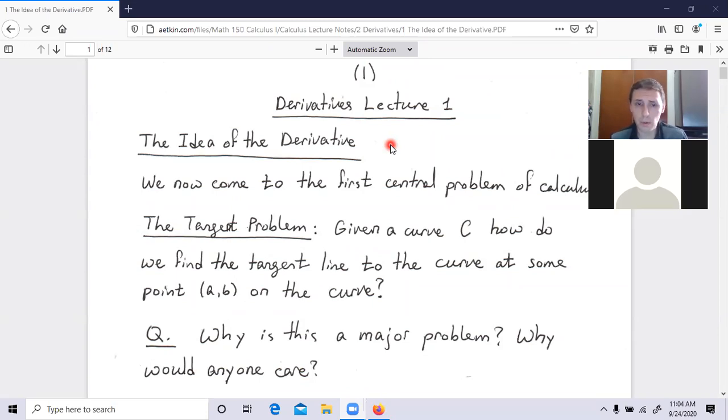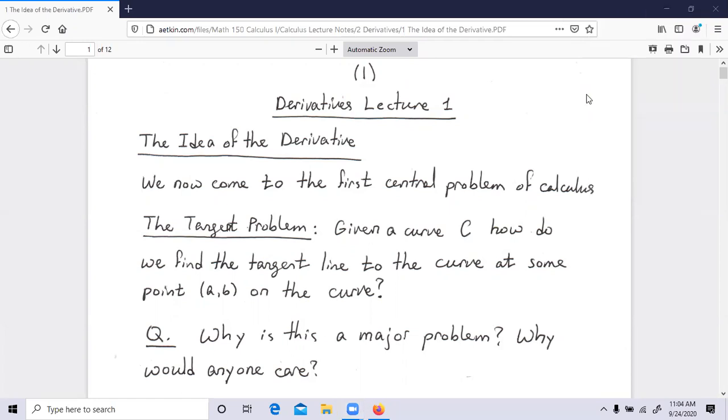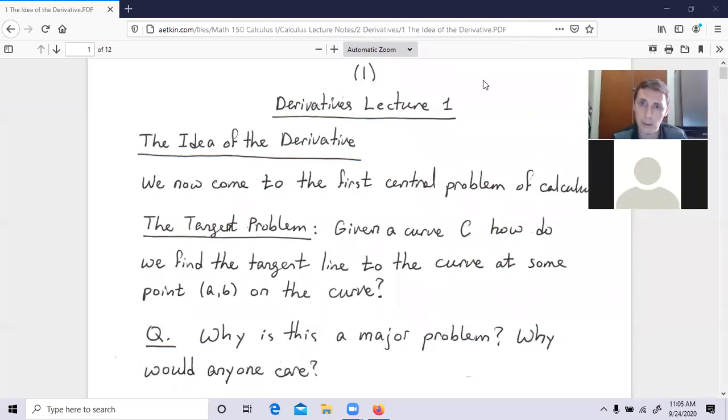That's always something you want to ask yourself. Why is this a major problem? Why would anybody care? So let's see if you have any sort of musings. They don't have to be right or wrong musings, just what do you imagine? You can just say it's not a problem or you don't find it interesting. That I would also be happy to hear.